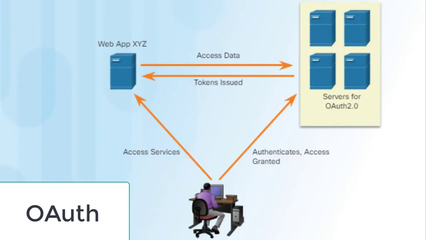This figure displays the OAuth process. In the figure, there is an arrow from the user to web app XYZ with the label Access Services. Another arrow from the user to servers for OAuth 2.0 with the label Authenticates, Access Granted. Between the web app XYZ and servers for OAuth 2.0, there are two arrows. One arrow labeled Access Data is going from web app XYZ, another labeled Tokens Issued is going from servers for OAuth 2.0 to web app XYZ.